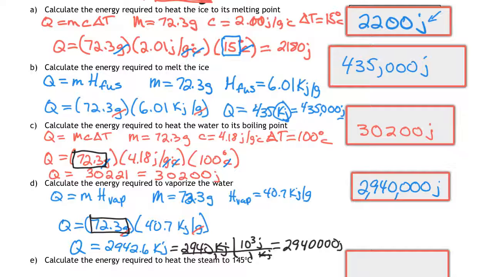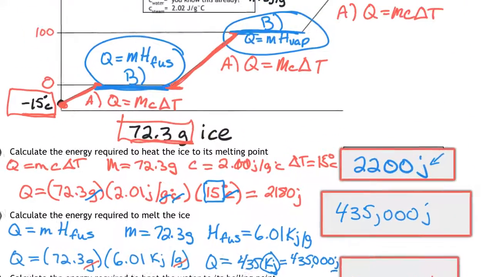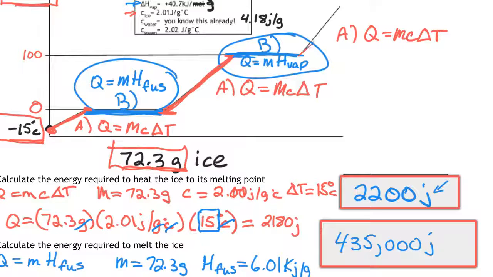Okay, on to the next one. So now it says calculate the energy required to heat the steam to 145 degrees Celsius. So now I'm in this portion of the line. I'm starting at 100 degrees and I'm ending at 145. That's where I needed to end. So my delta T is going to be the difference from 100 to 145. My delta T will equal 45 degrees Celsius.